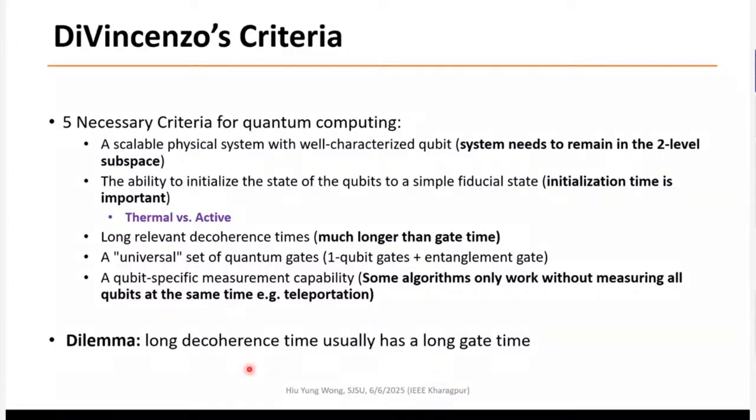And there's actually a dilemma. If you have a long decoherence time, usually you have a long gate time. It's not difficult to understand. A long decoherence time means you don't interact with the outside world easily. If I don't interact with the outside world, I keep my states for a long time. But what is a gate again? It's a laser pulse or a microwave pulse. It means you need to interact with something. So usually if you are very aloof and don't interact with the outside world, it will be difficult to interact with the microwave pulse and the laser pulse also, right?